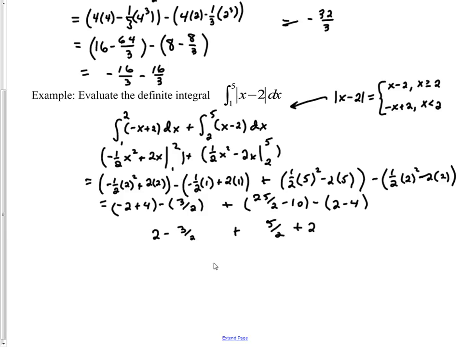which stated in another way is 1/2 plus 9/2, which becomes 10/2, and that is going to be equal to 5. So our total area right here, our total definite integral, is going to be 5 on the interval from 1 to 5. That's what we wanted.